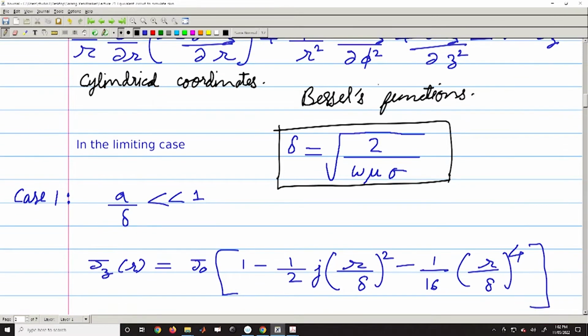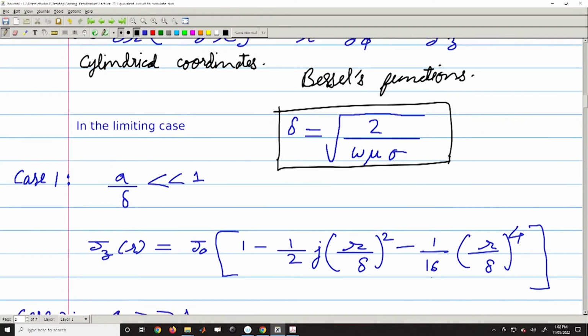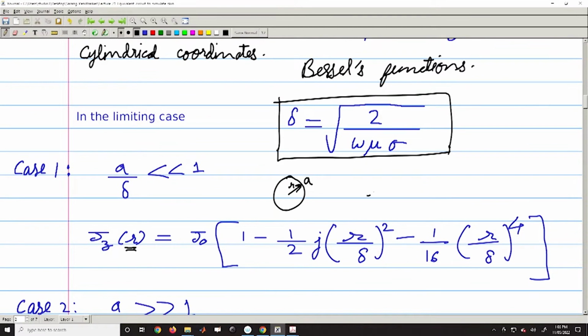In that case, if you apply the limits on the Bessel's functions, the expression in the form of Bessel's functions, you will get an expression like this. Here the cross section is something like this. Your maximum radius is A and r is some point here. So J z is a function of r, where r is less than A, so r goes from 0 to A. For this you have an expression like this.